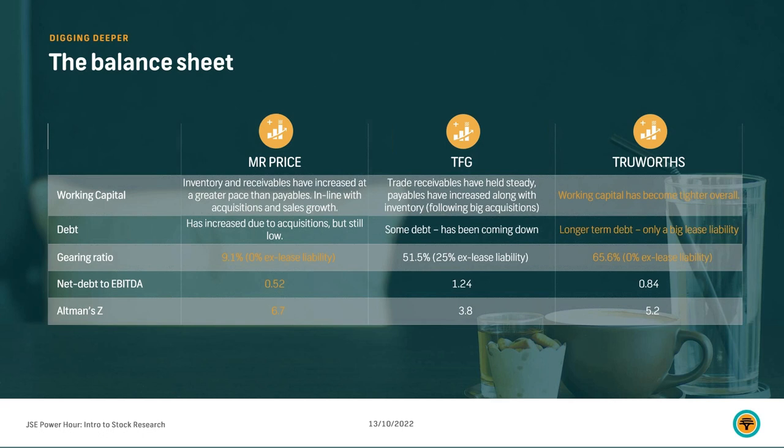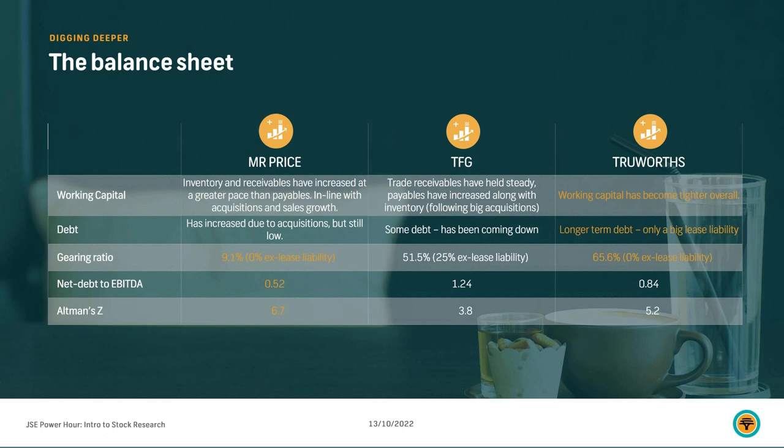Net debt to EBITDA. EBITDA is earnings before interest and tax and depreciation and amortization. And looking at your net debt in the context of that. Now, EBITDA sounds very complicated, but it's basically just operating profit, removing any funny business. If your profits are able to cover your debt, it means that you will be able to trade out of your debt very quickly. You won't be stuck with that massive pile of debt for many years to come. So you want that ratio to be as low as possible.